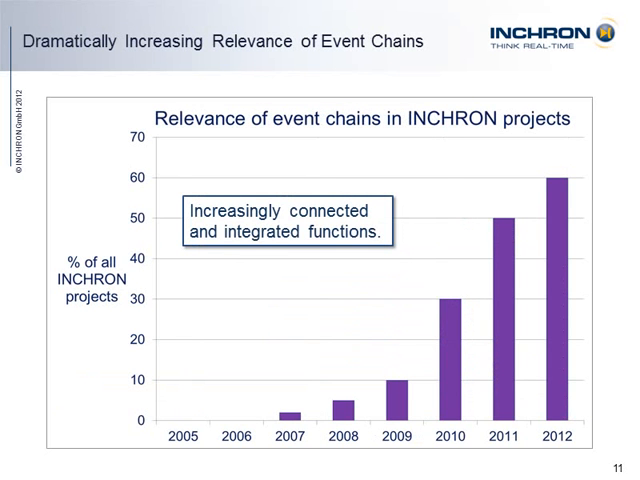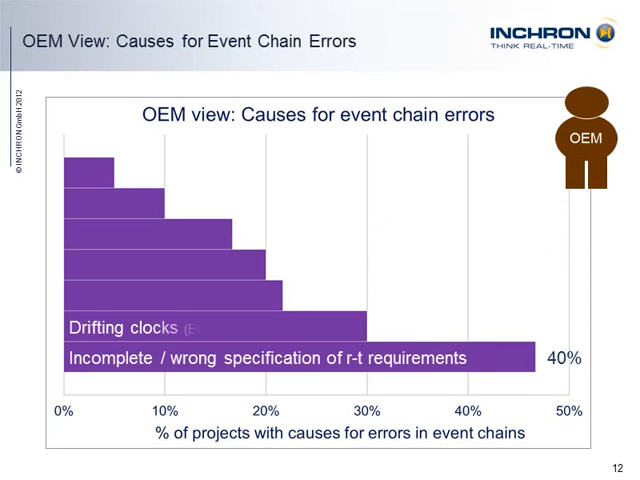Meanwhile, modeling and evaluating the event chain has become standard in most of the projects where we were involved. Why? Because of the increased integration and networking of functions in these systems. What are the causes for the event chain errors? It is not only drifting clocks or bad mapping of software components to the ECUs. They mainly fail because precise, detailed requirement definition is missing.